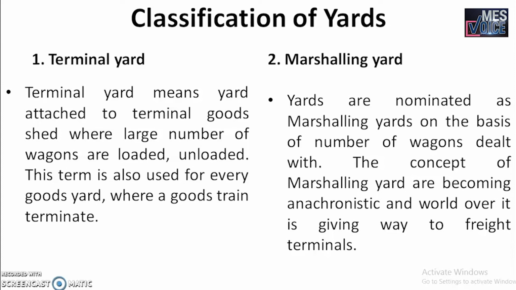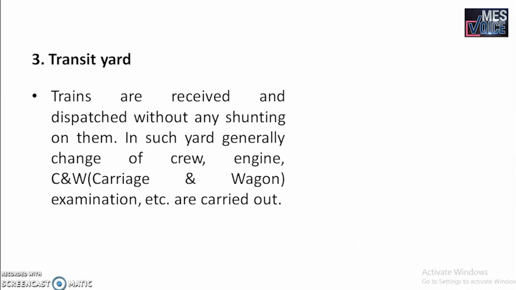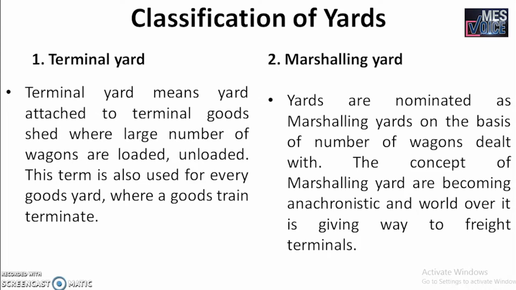The yards are classified into three: terminal yard, marshalling yard, and transit yard. A terminal yard, as the name suggests, is a place where the wagons are stopped for the loading and unloading process. And the marshalling yard is also classified on the basis of the number of wagons dealt with.